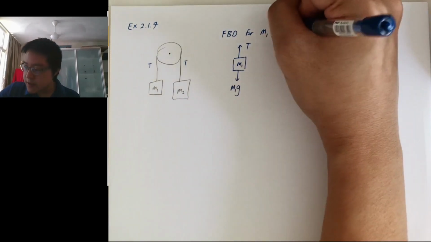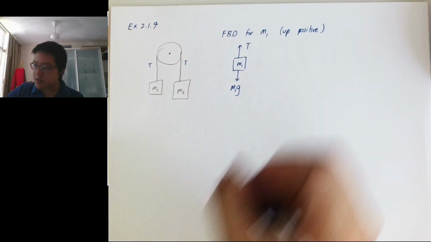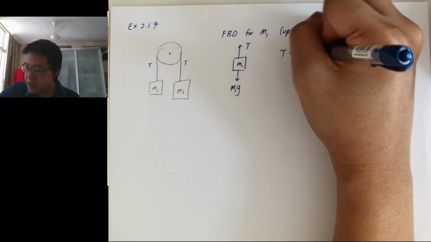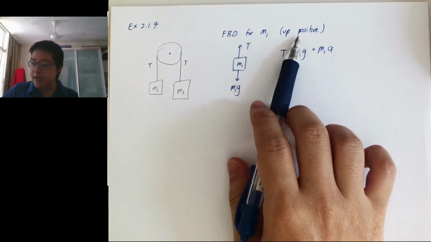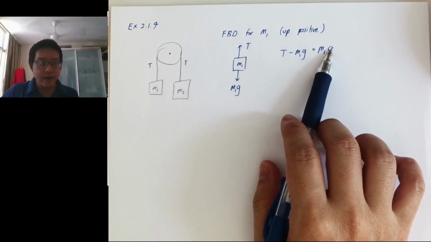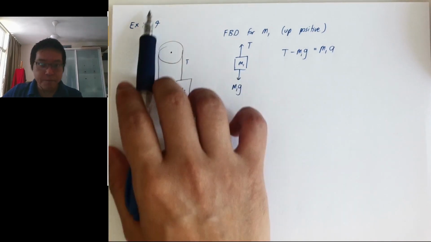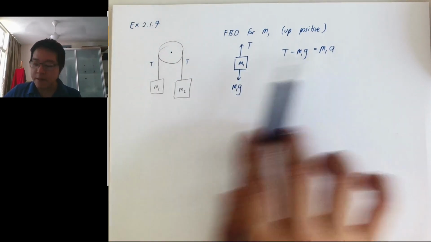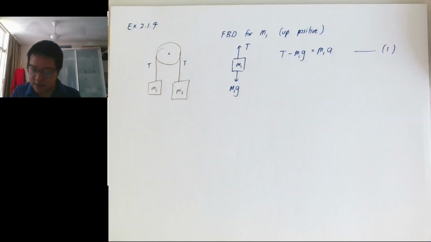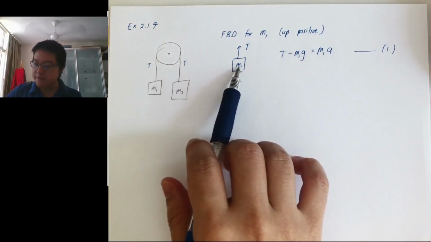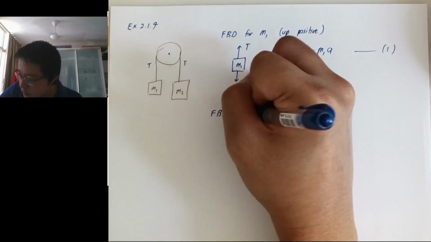I'm going to take upwards as positive. So if I take upwards as positive, that means T minus m1g equals m1a. If I define upward as positive, I can calculate a towards the end. If a is a positive number, that means it will accelerate up. If I somehow calculate a to be a negative number, that means it's coming down. So that is our situation here. This is my first free body diagram.